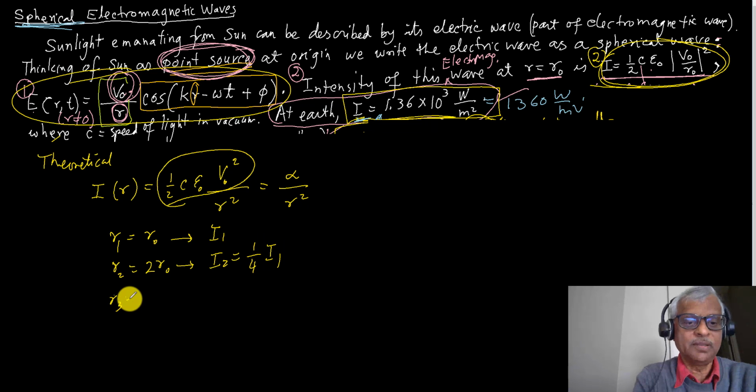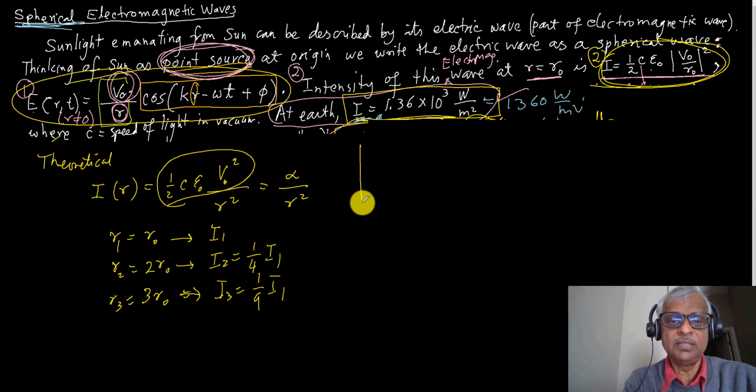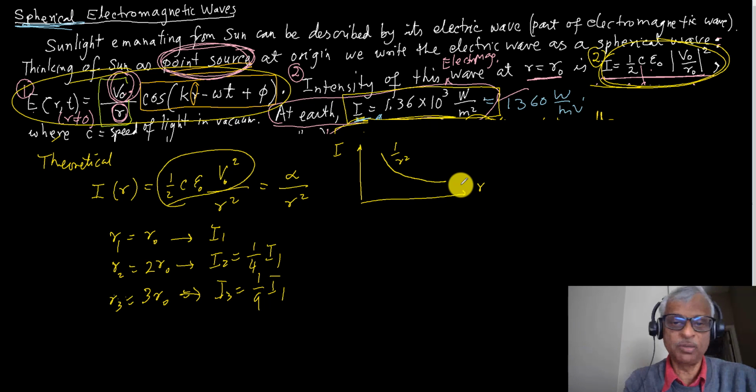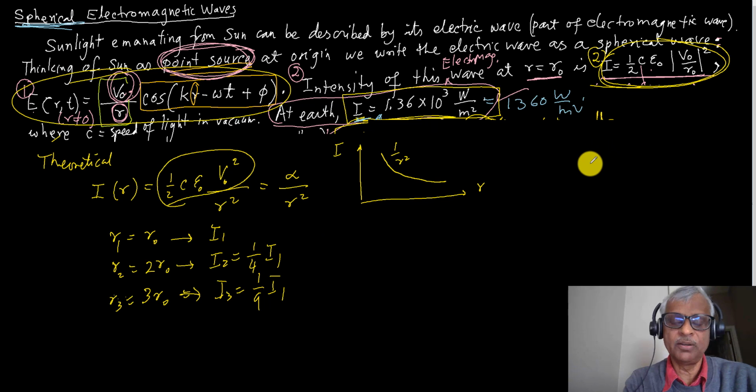If r3 is 3r0, 3 times what r1 was, so this makes I3 equal to 1/9 I1. So you can see the intensity at a distance r is actually going as 1 over r square. And this quadratic dependence means intensity will drop off very rapidly, and you can see that this must also be related to energy conservation.